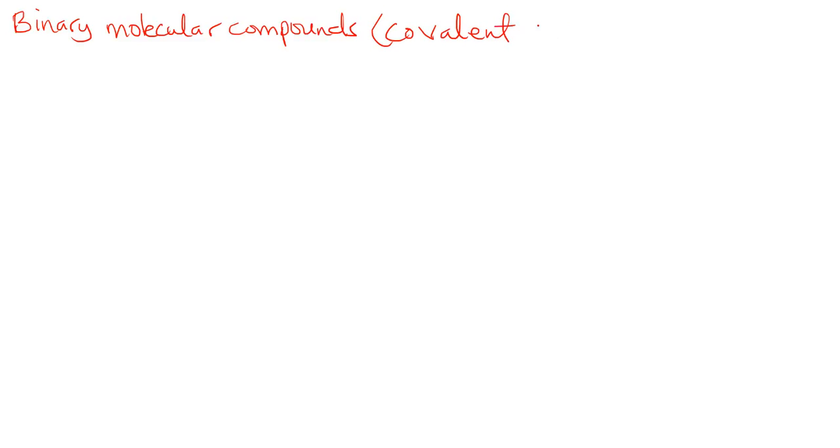All right. So today we are talking about binary molecular compounds. So let me just write here. Binary molecular compounds. So these ones are also known as covalent compounds.